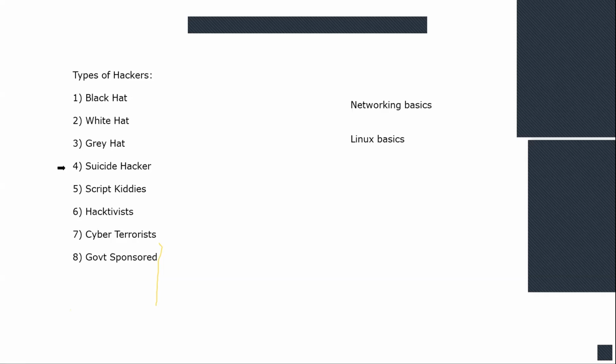And you have script kiddies. These people are new to hacking, and they'll use all these scripts and tools that are available over the internet to hack into other machines. So those people are script kiddies. And hacktivists are people who have political ideas in mind. They'll try to hack into a particular website and host their political ideas on that website. So that is a hacktivist.